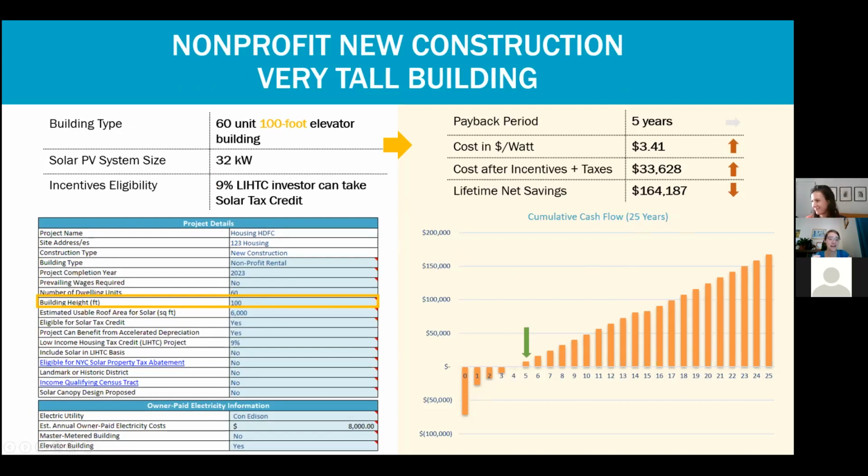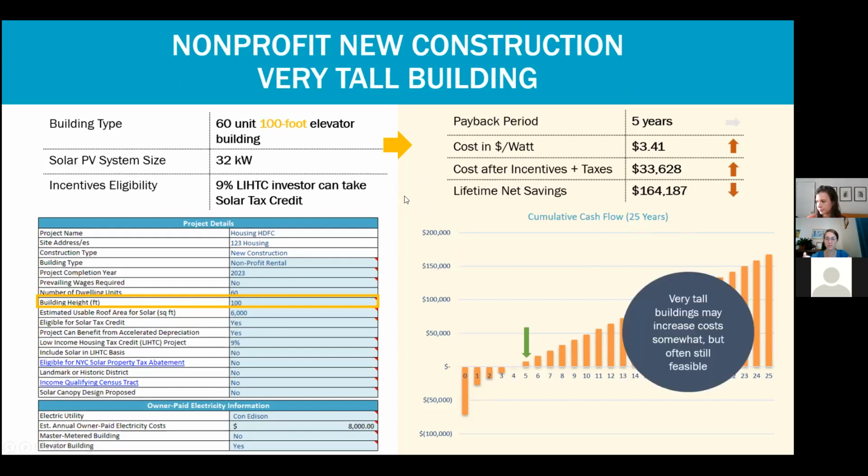If this building instead were a 100-foot elevator building, so a much taller building, then it would make the cost of the system a little bit higher, but not a ton. It would increase the cost per watt, but the payback period in this case doesn't actually change in terms of number of years. So this is just to say that some things like the height of the building can affect the design, but probably not a lot. So often tall buildings are still great candidates.